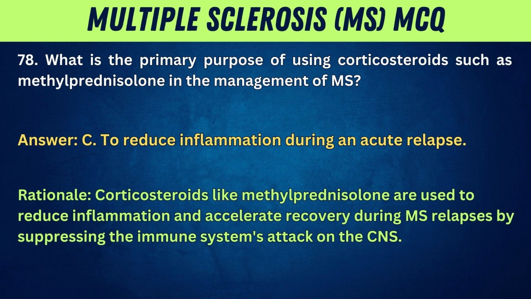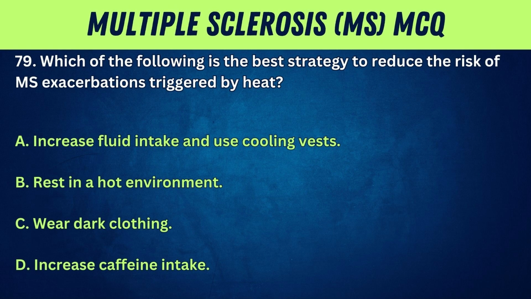Rationale: corticosteroids like methylprednisolone are used to reduce inflammation and accelerate recovery during MS relapses by suppressing the immune system's attack on the CNS. 79. Which of the following is the best strategy to reduce the risk of MS exacerbations triggered by heat?